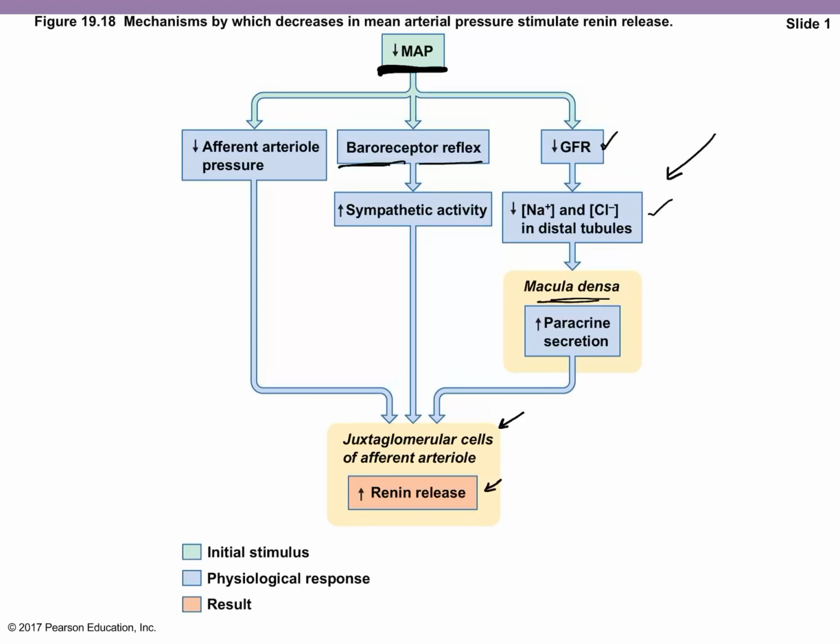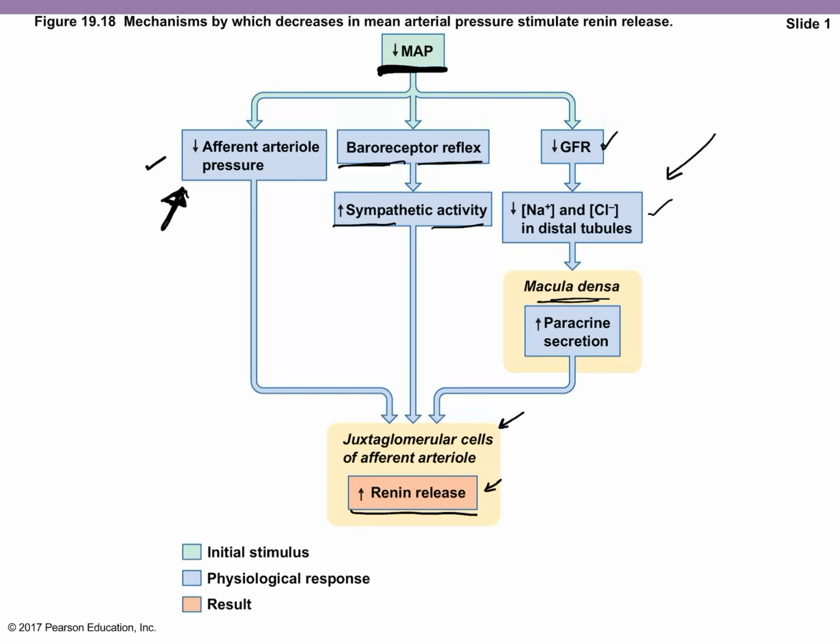Remember that reflex: when we have low blood pressure, our sympathetic activity goes up, and that's going to vasoconstrict all of our blood vessels so that we raise blood pressure. But another thing the baroreceptor reflex does is help to secrete renin by those cells. Lastly, our afferent arterial pressure goes down, and that also increases the renin. The afferent arteriole is where the macula densa is, and it's able to secrete renin.